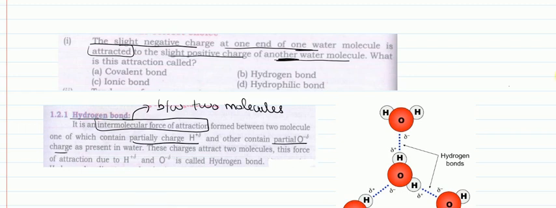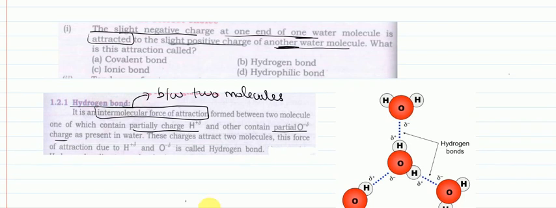If we see the hydrogen of the water molecule, this is one water molecule. The hydrogen of a water molecule contains a partially positive charge, right? And the oxygen of the water molecule contains a partially negative charge. This is another water molecule. There is an attraction represented with the blue dotted line, which is known as hydrogen bond.